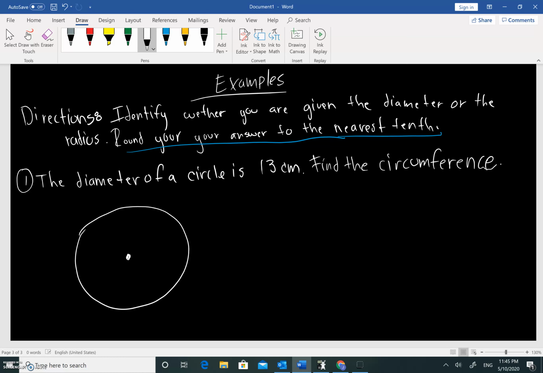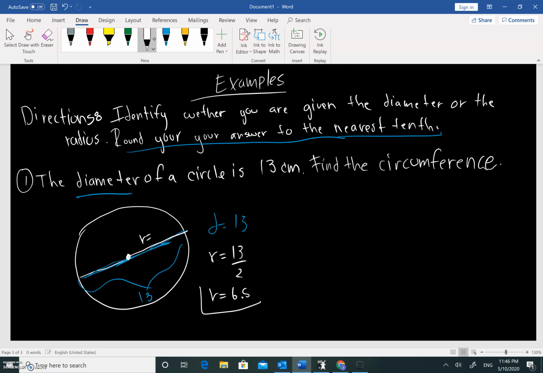So if this is the center of the circle, am I given the radius or the diameter? I'm given the diameter. So the diameter is 2 times the radius. So that means that what I'm really working with is this, and this length is 13. That means that my r is going to be half of that. Remember, because d, or the diameter, is 13, r has to be equal to half of that because the diameter is 2 times the radius. So r is 13 divided by 2. r is equal to 7.5.